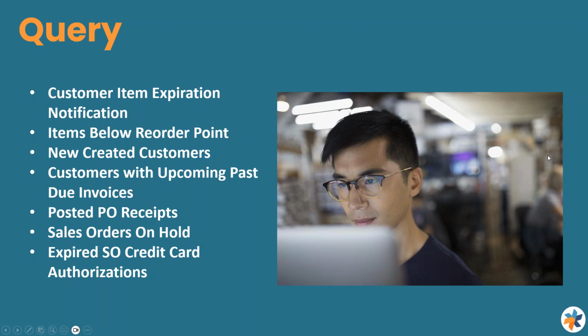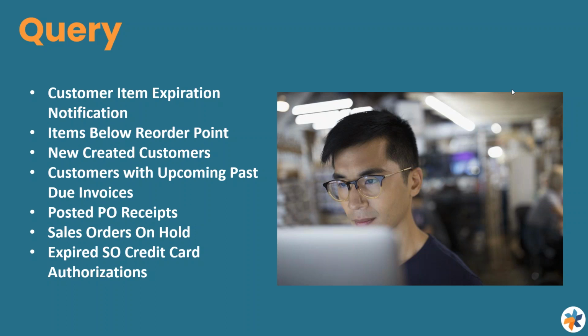That one is pretty cool because sales order pre-authorizations expire after 5 business days. And if you want to make sure that you are reauthorizing that credit card, you can set up an alert to let you know when an authorization does expire.